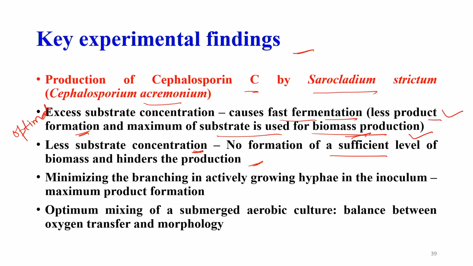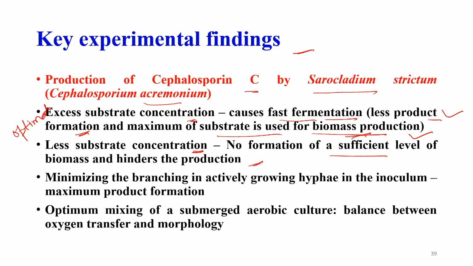So, we require the optimum biomass, but at the same time, excess substrate concentration, or you can say fast fermentation, is not desirable because it leads to the formation of biomass rather than product synthesis.